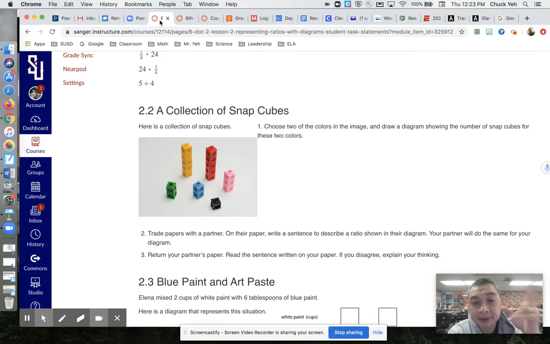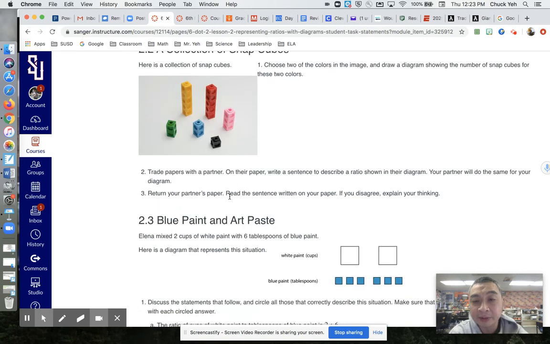And then always pause it so you can do that and then you can unpause it. So for me, I drew 5 hearts for the red, and then for the pink, I drew 3 pigs. I mean, they were very, very fast. I drew a circle and, whatever, 2 ears. For number 2, write a sentence to describe the ratio shown in your diagram. So for mine, I put the ratio of hearts to pigs is 5 to 3. That's it. Okay?